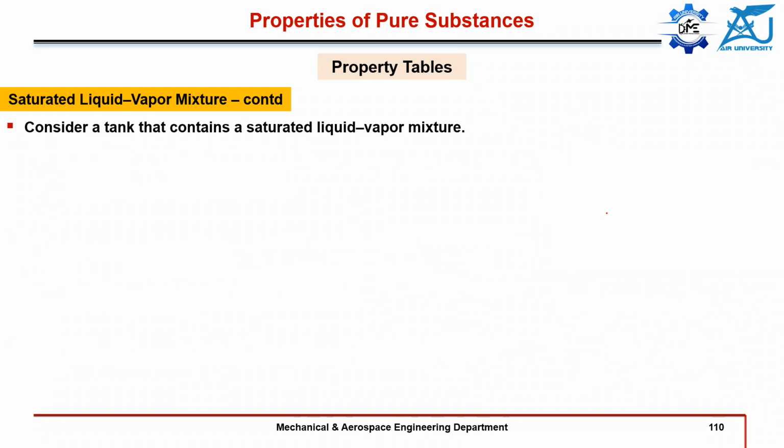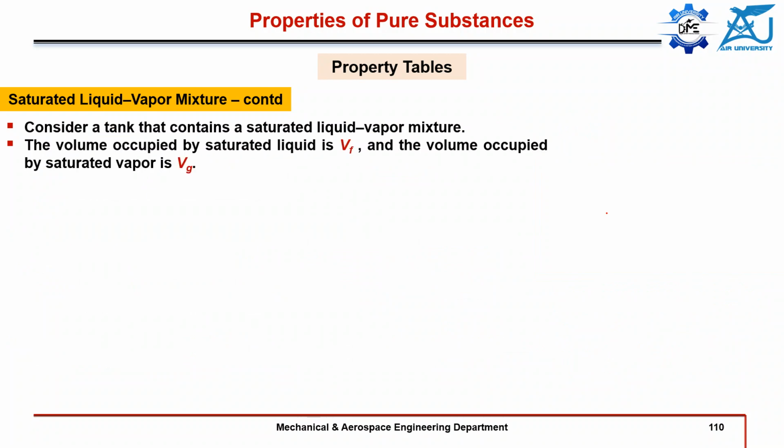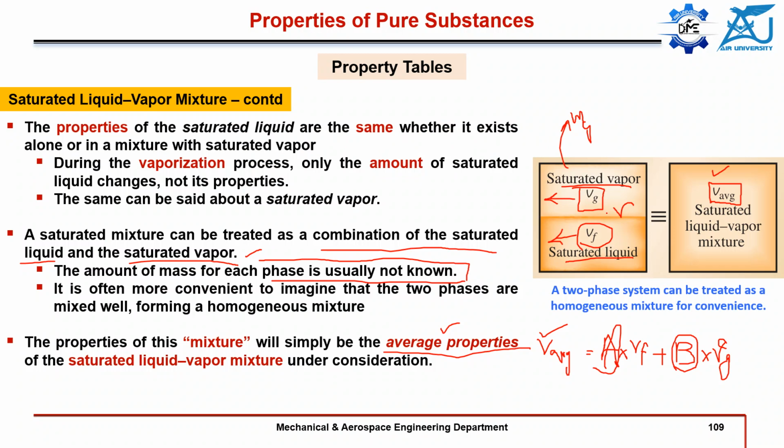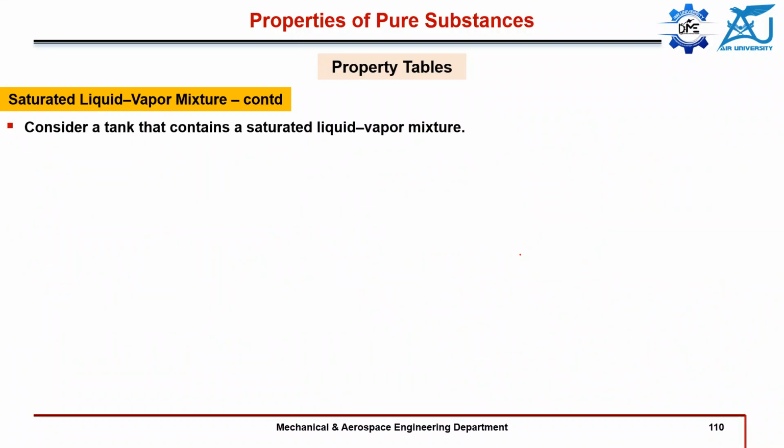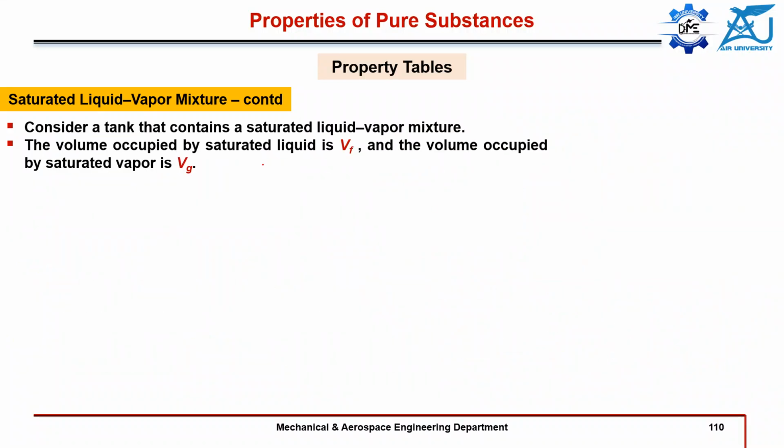Consider a tank that contains a saturated liquid vapor mixture. So there is a tank like this. We have a saturated liquid vapor mixture in which there is some amount of saturated liquid and some amount of saturated vapor. So the volume occupied by the saturated liquid. This is a tank like this. Here we have some saturated liquid and some saturated vapor.